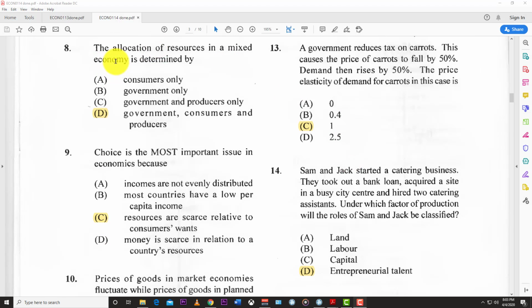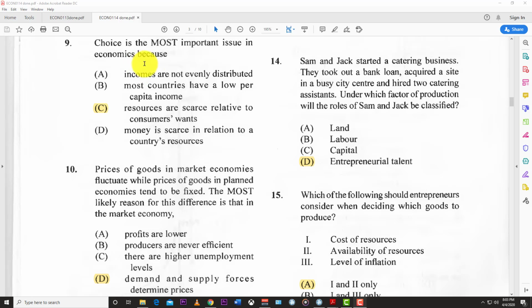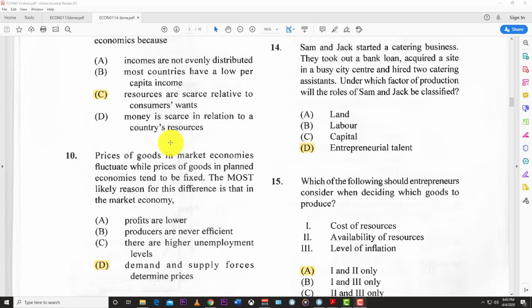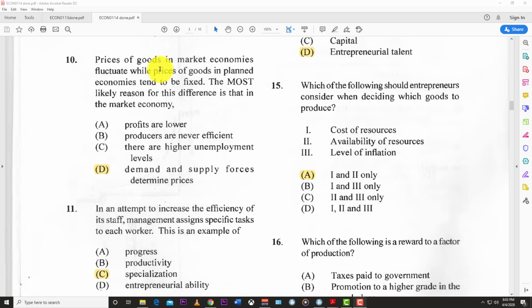Number 8, the allocation of resources in a mixed economy is determined by, and the best answer is government, consumers, and producers. It's a mixed economy, government, consumers, and producers. Number 9, choice is the most important issue in economics because, and the answer is C, resources are scarce relative to consumer wants. Number 10, prices of goods in the market economies fluctuate while prices of goods in the planned economies tend to be fixed.